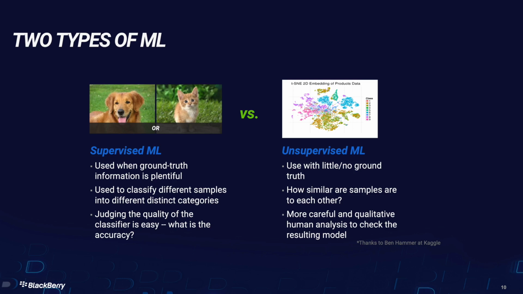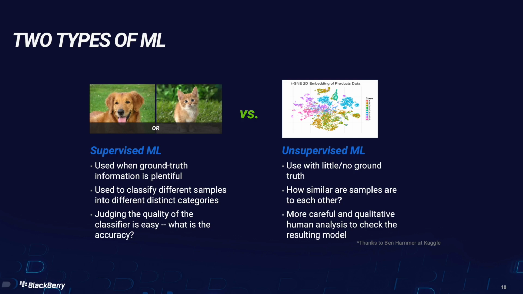Different from that, unsupervised machine learning essentially does not start with a truth. It's not trying to pattern match. It's not trying to say good or bad or dog or cat. It's only trying to associate similarities of samples to each other.